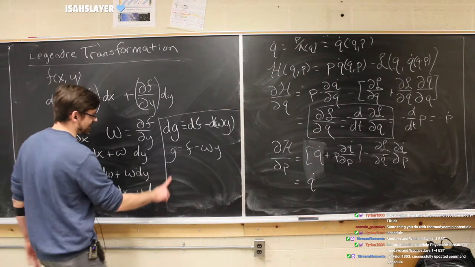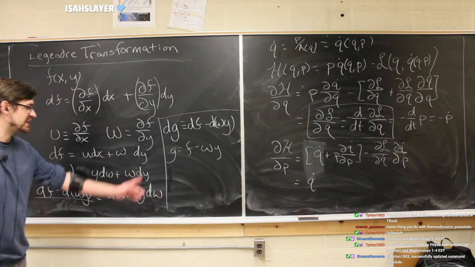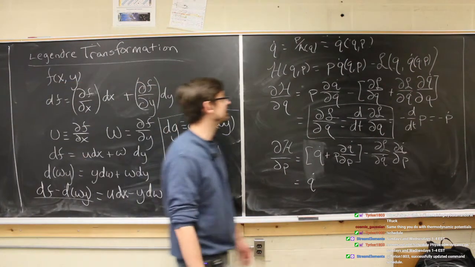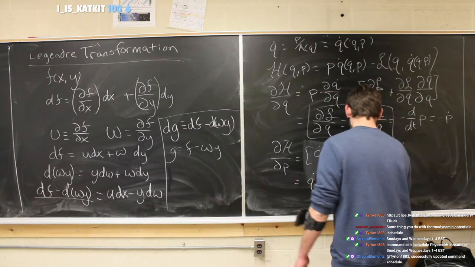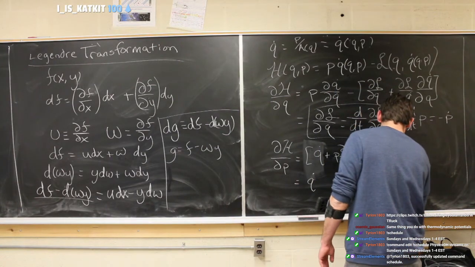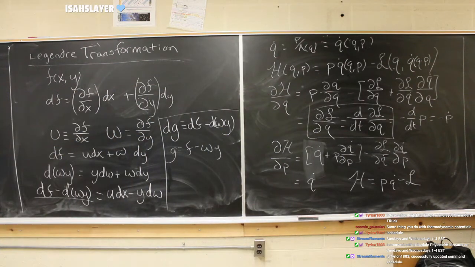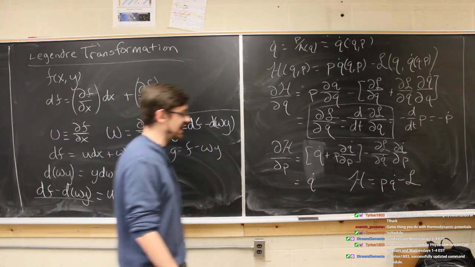And then we get this function g, which equals f minus wy, which happens to be the same thing we did with the Hamiltonian and Lagrangian mechanics, right? We did that same thing with our Hamiltonian is equal to p q dot minus Lagrangian, right? So there's the Legendre transformation. It's been right under your eyes.